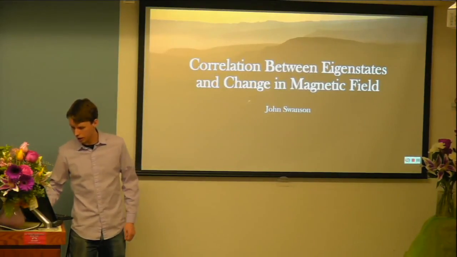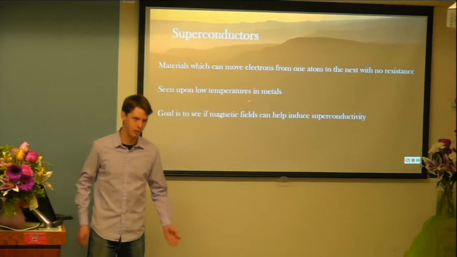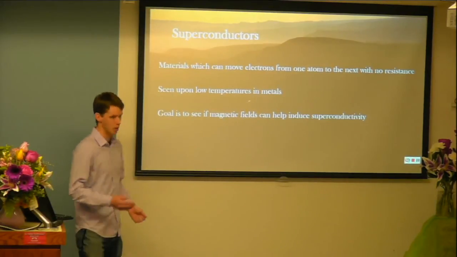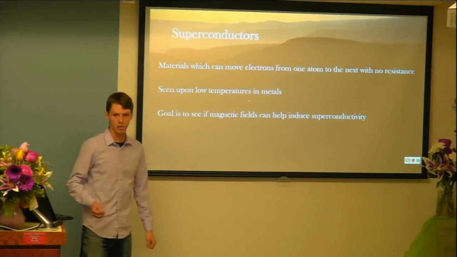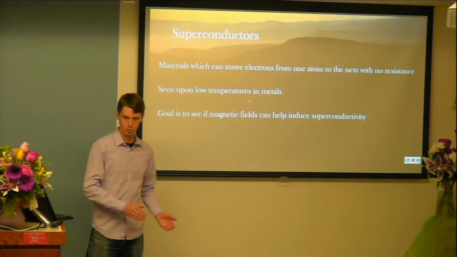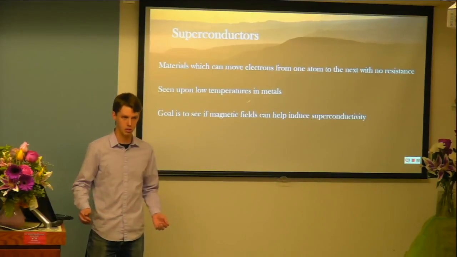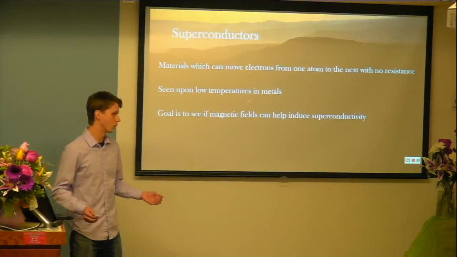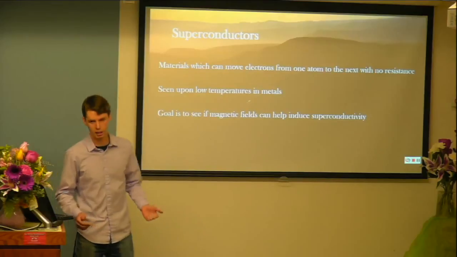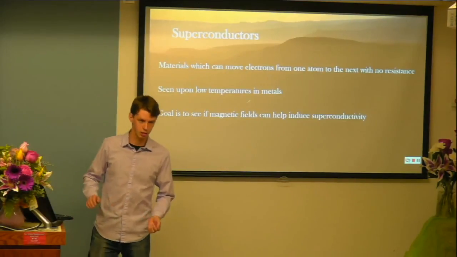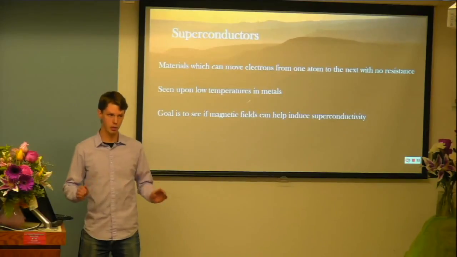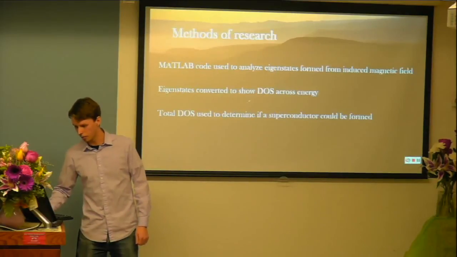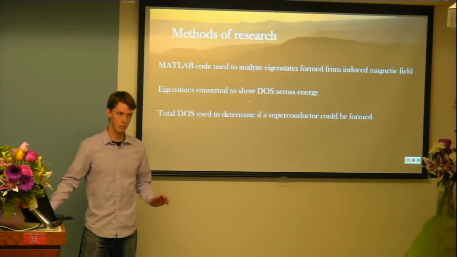So getting into that, just a brief overview, not that people don't know what superconductors are, but a superconductor is a material which can move electrons from one atom to the next with no resistance. This is often researched at low temperatures, bringing metals down to low temperatures. They can become superconductors in many cases. But one area of research that maybe isn't as looked into or known about is the application of magnetic fields to form superconductors and metals. I know metals oftentimes, when they are superconductors, give off magnetic fields, but inducing them with a magnetic field may have a similar result to bringing it to low temperatures if we look into that a bit.